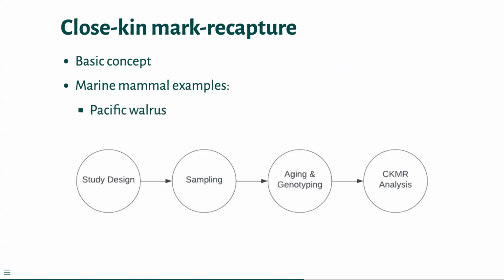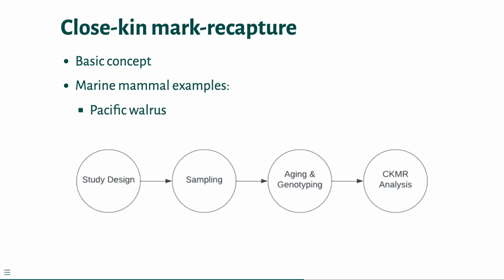I'll now transition to talk about close-kin marker capture. Again, I'll go over the basic concept of what close-kin marker capture is, how it works. And I'll give one marine mammal example. So close-kin marker capture has mostly been used in a fisheries context. There are only a few marine mammal examples, and I'm only involved in one project, which is on Pacific walrus.